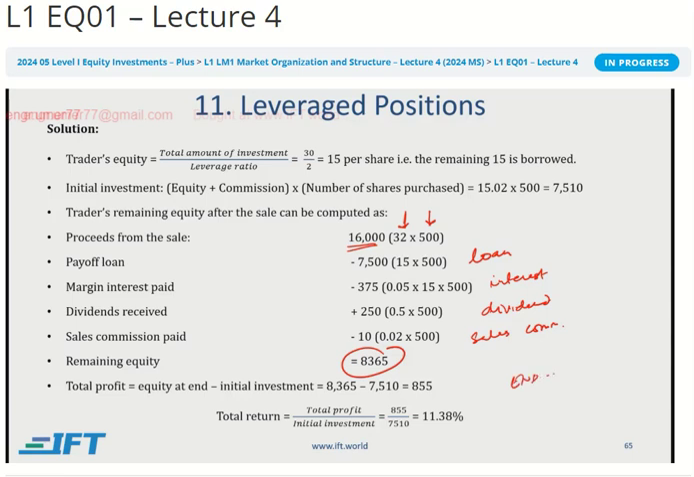Ending minus beginning divided by beginning will give you the return. So ending minus beginning is 85, and the original investment, the beginning, is 7510. And where is this extra 10 coming from? That's the buying commission, right? And that's how you get your return.